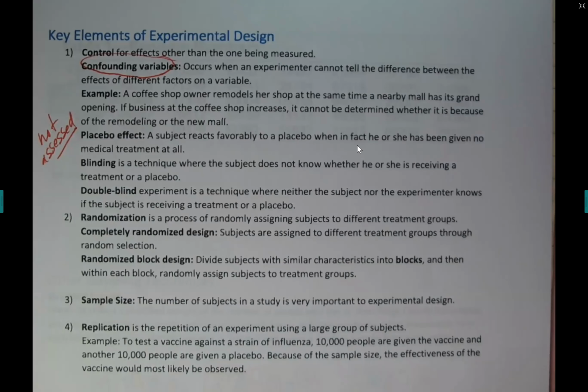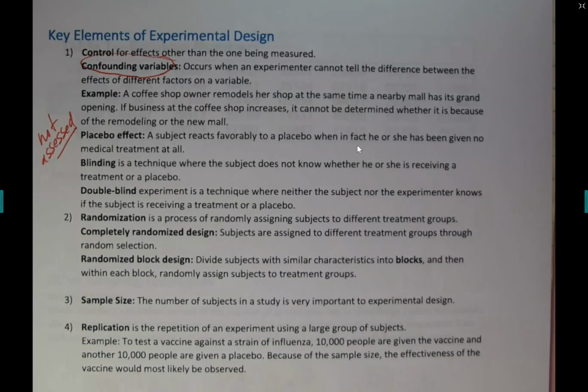Confounding variable occurs when an experimenter cannot tell the difference between the effects of different factors on a variable. So I'm going to give you this example. Look at this example right here. A coffee shop owner remodels her shop at the same time.